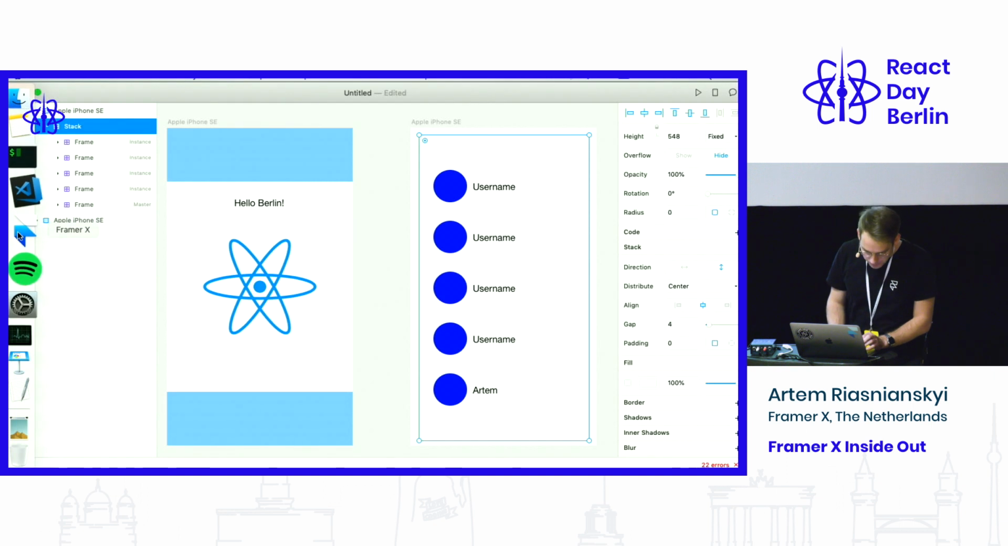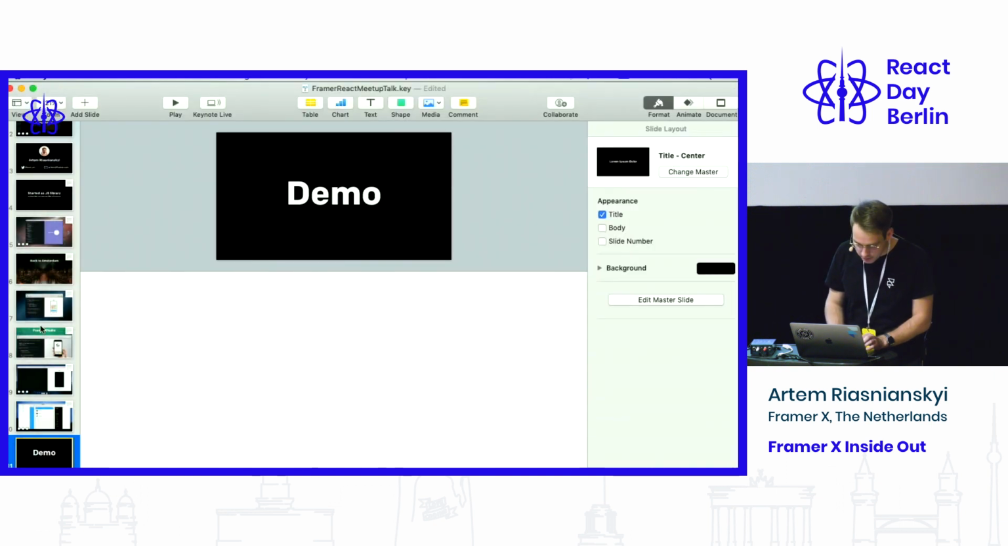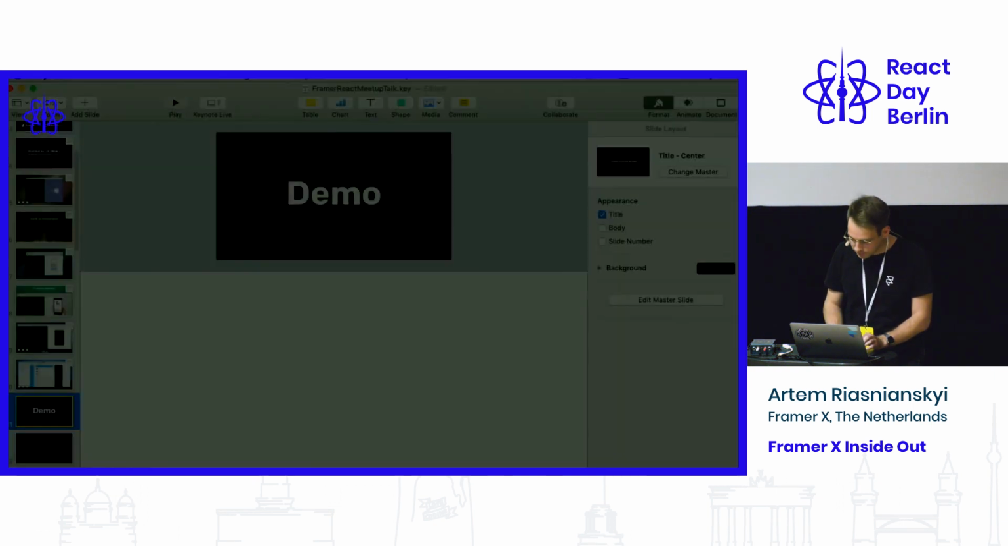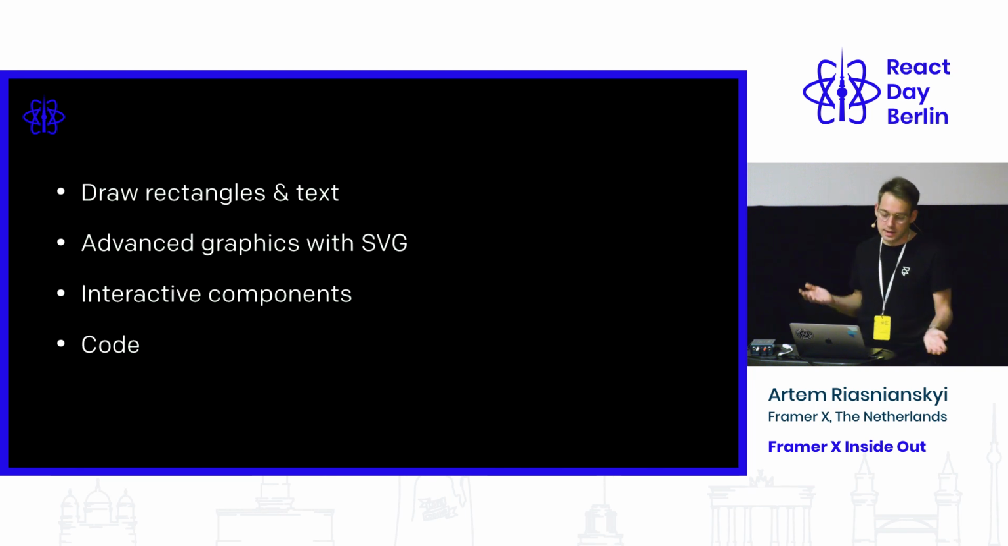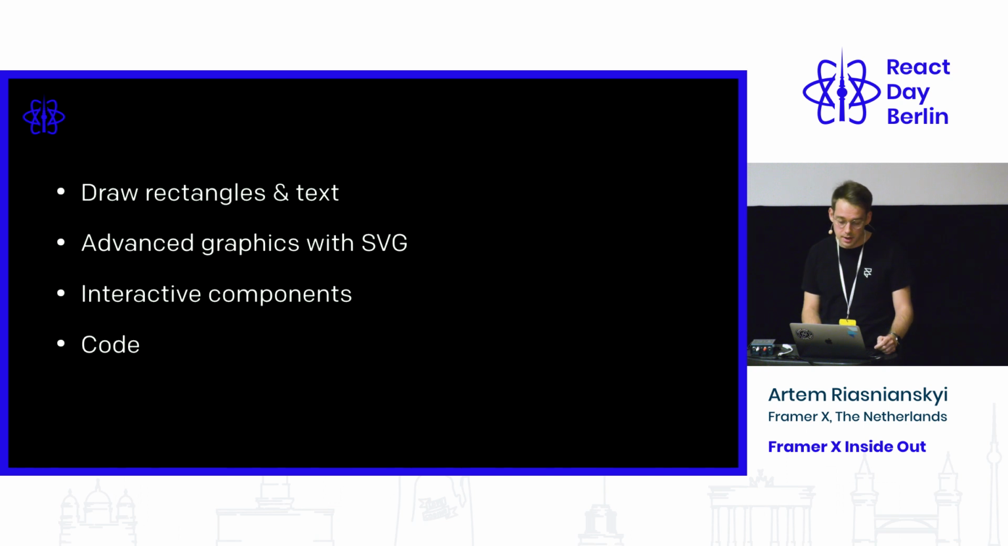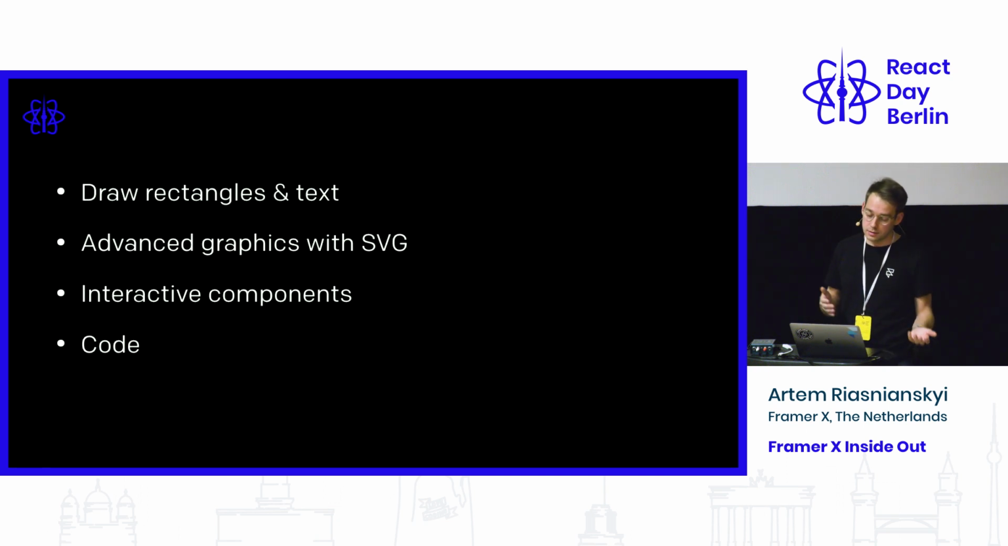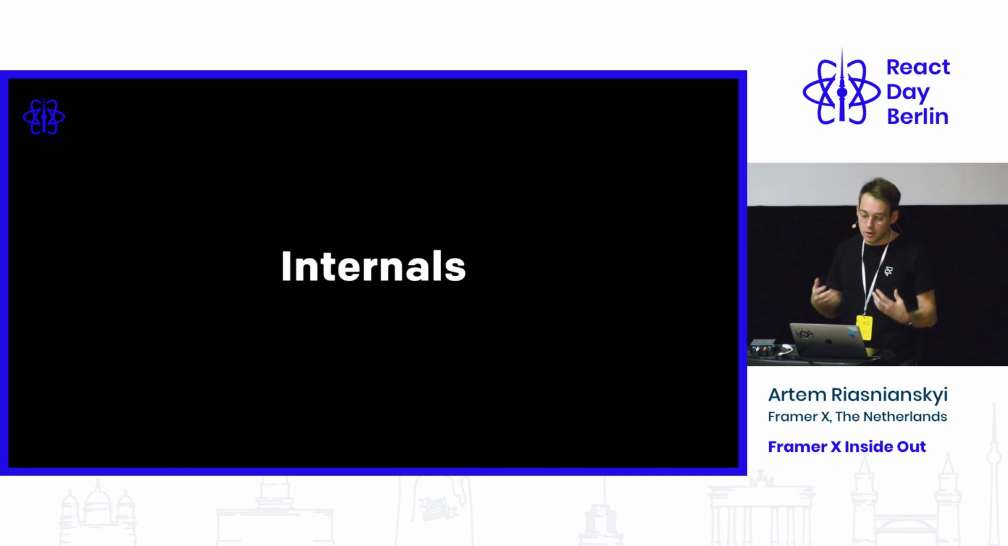So let's go back to the slides. What we just saw is like that. Obviously, we can draw rectangles and text. We can do some advanced graphics with SVG. We can do some interactive components with code, and we can actually write things. So the next thing is, let's talk a little bit about the internals of how everything is powered inside Framer.